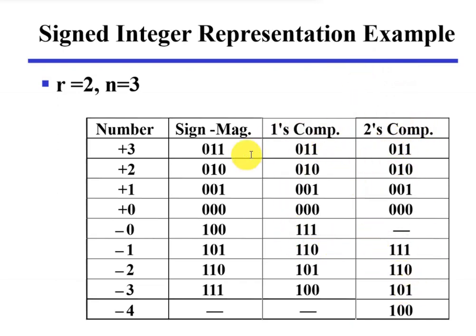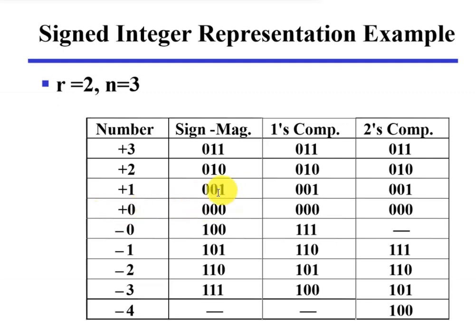Also, looking at this list, we notice there is some peculiarity: there are two zeros. One is positive, another is negative. In sign magnitude, they are encoded as 0, 0, 0 and 1, 0, 0. This kind of encoding can cause problems for microcontrollers when checking whether numbers are equal or not.